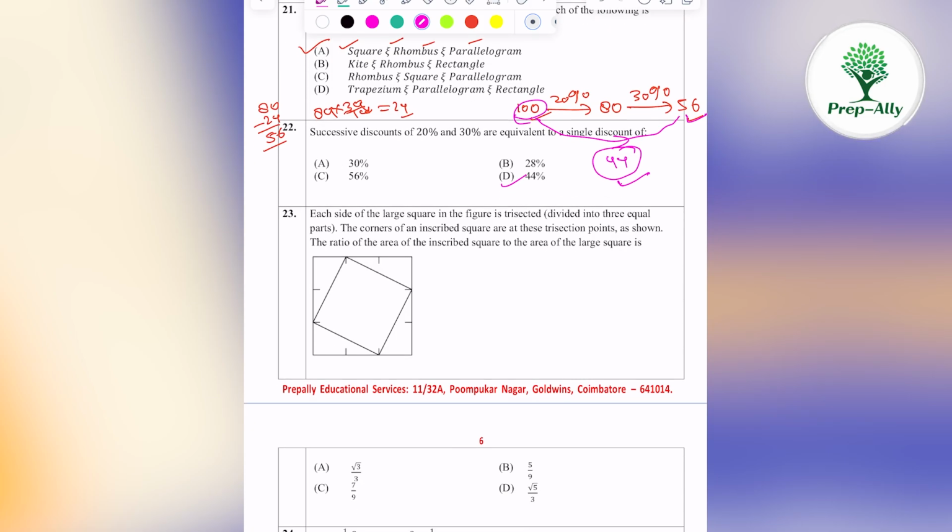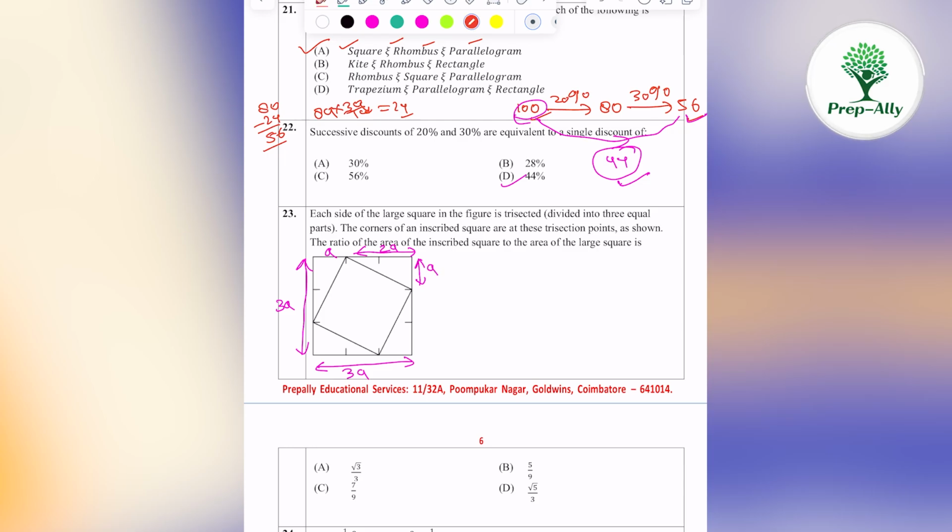Now here, each side of a large square in the figure is trisected by a point. Then the corner of an inscribed square is at this trisection point as shown. So here we have to find the ratio of the area of the inscribed square to the area of the large square. If I assume this side is 3a, this side is 3a, basically the length of the square I assume 3a because this is a trisection. So we can say this length is 2a, this length is a, and this length again we can write as a.